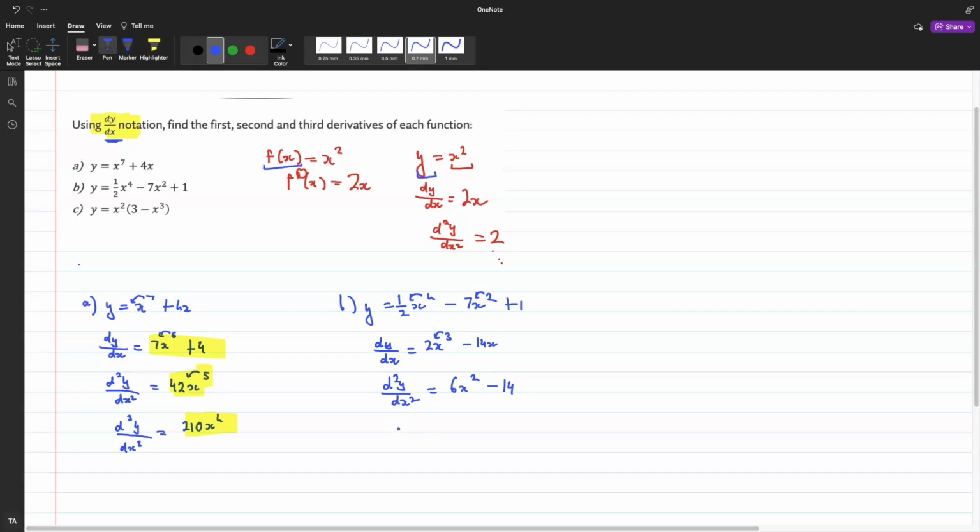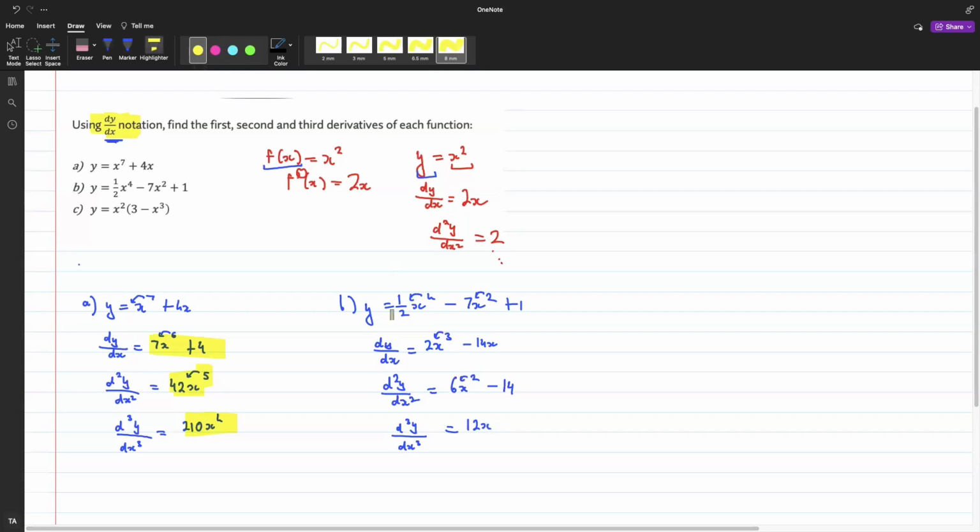And then the third derivative is equal to, again, same thing, power comes down, 6 times 2 becomes 12, and the power gets reduced by 1, so it just becomes 12x.